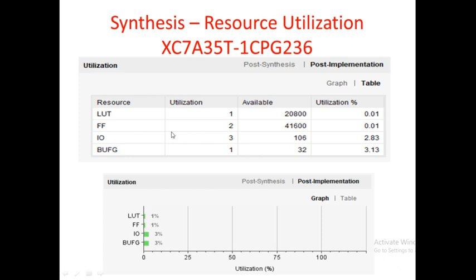3 IOs, that is 2 inputs and 1 output. Of the 2 inputs, one is the 100 megahertz clock and another is the primary input, the line on which we want to detect. Okay, and one buffer also has been used.